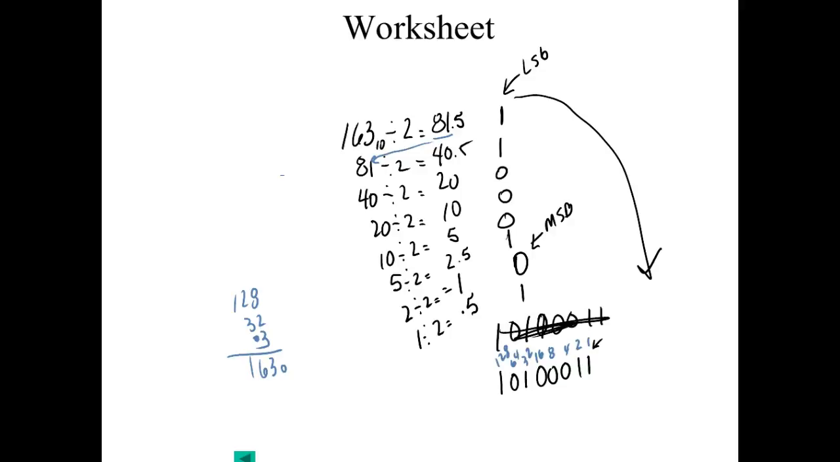If I was doing this in elementary school and I had 5 divided by 2, how would you write that down? You'd say 2, and then you put your little r out there and put a 1, which means you had a remainder of 1, right?